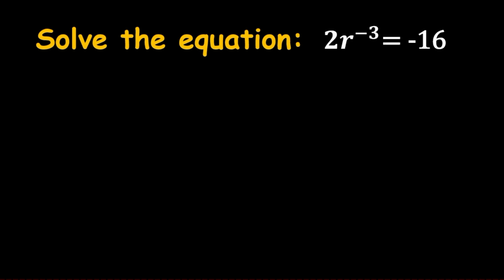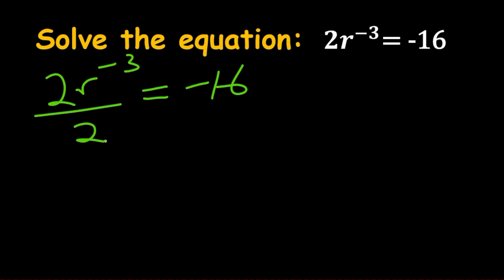Let's solve the given equation. 2r raised to power minus 3 is equal to minus 16. We divide both sides of the equation by 2. 2r raised to power minus 3 divided by 2 is equal to minus 16 divided by 2.